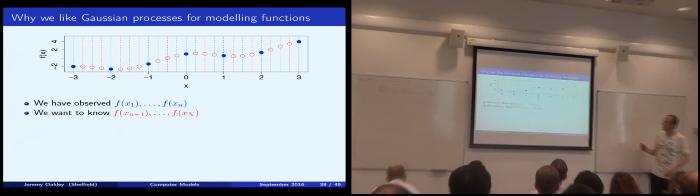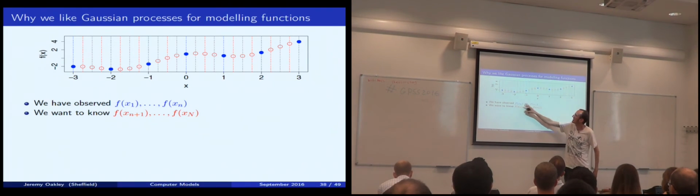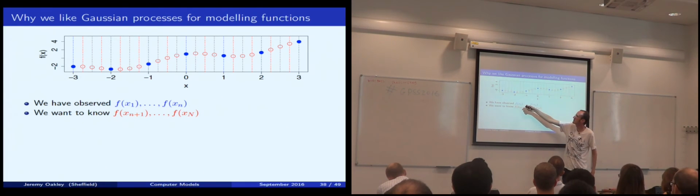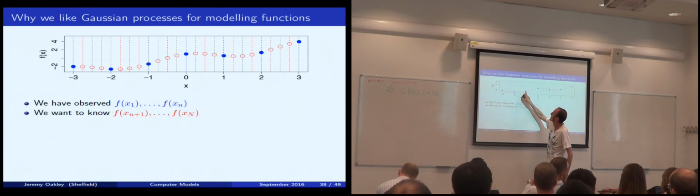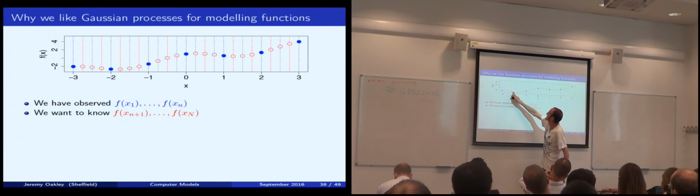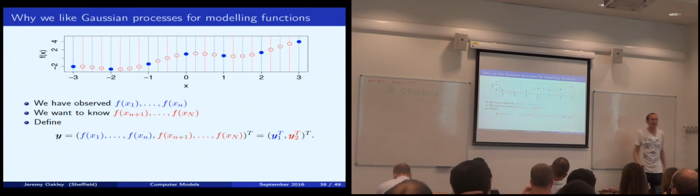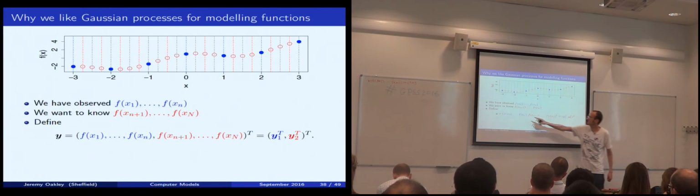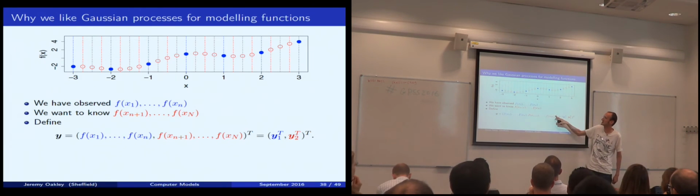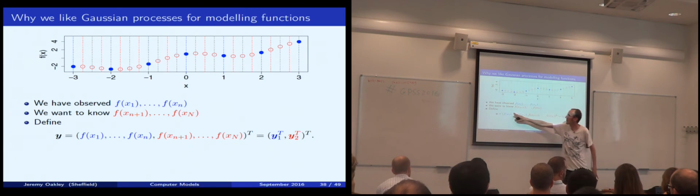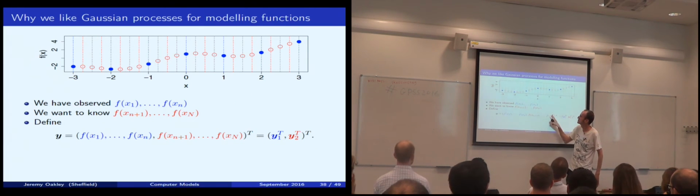Okay, so why do we like using a Gaussian process? Here's the setup. We've observed our function at n points, and we'd like to know what the function is doing at other input values. So maybe we've observed the blue circles. We'd like to predict the red circles, but we haven't observed them. So we're uncertain about these red circles here. Okay. So what we can do is string together all these outputs into a single vector. So y is the combination of the points that I have observed and the points that I would like to predict.